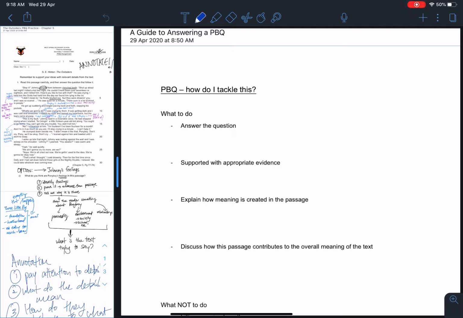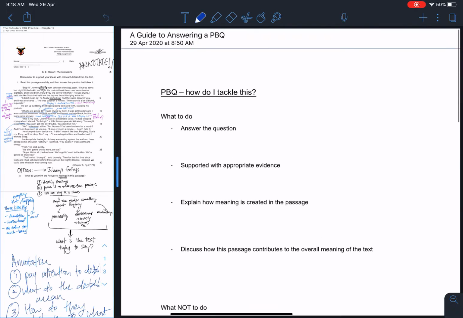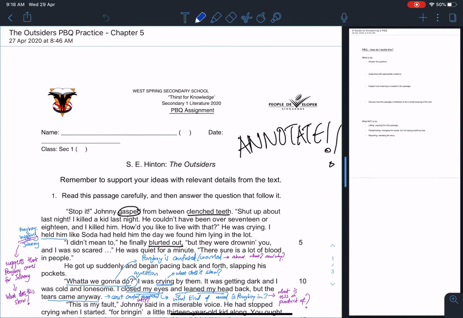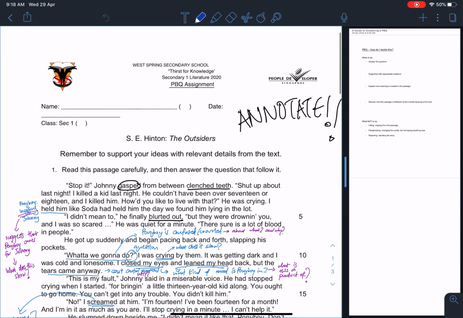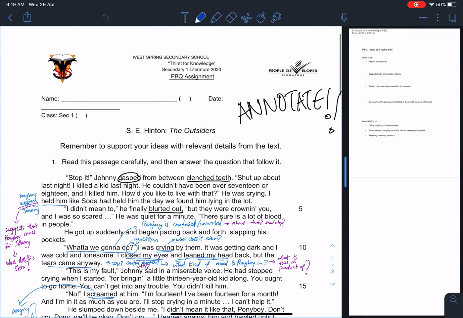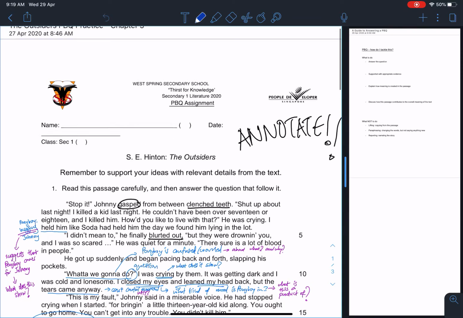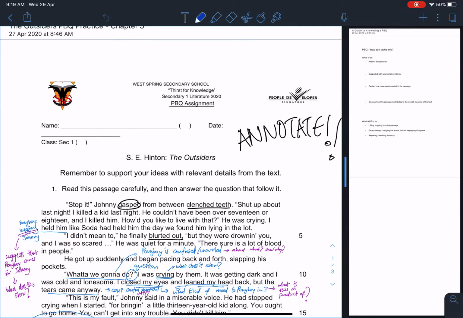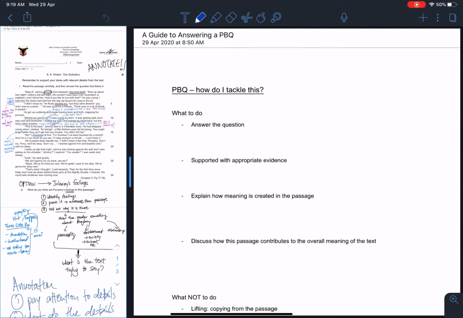So this document which you can see here, after I finish annotating, I will send it to you as well. What you will need is your chapter 5 passage-based question. As you can see, what I have here is the thing that we have annotated before. Today I'm going to talk through how we are actually going to do the writing. As I've said before, the passage-based question is about attention to detail, and we want to figure out what is going on and how I can show off my understanding of the text.